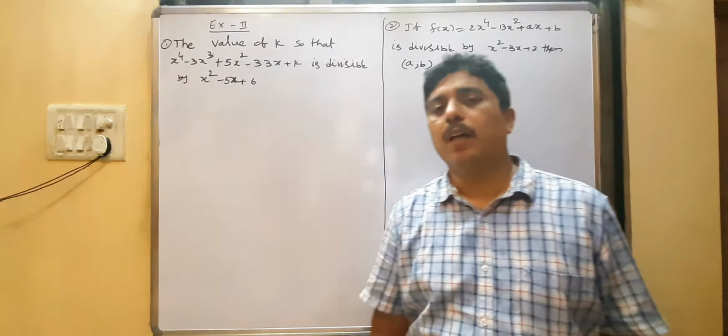This is equation 1. For x equal to 2, you have to substitute: 2 into 2⁴, minus 13 into 2², plus a into 2 plus b equal to 0. That is, 2⁴ means 16, 2 times 16 is 32, minus 13 times 4 is 52, so 2a plus b equal to 0. That is, 2a plus b equal to minus 20. Bringing it to the right side, 2a plus b equal to 20. This is equation 2. Solve 1 and 2.